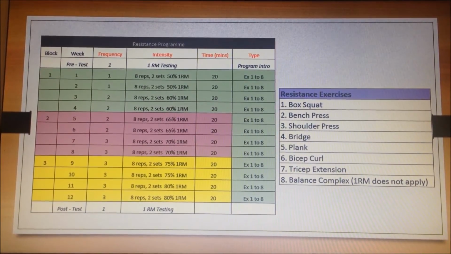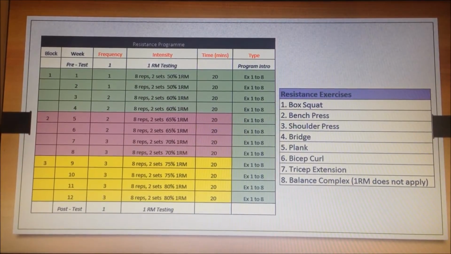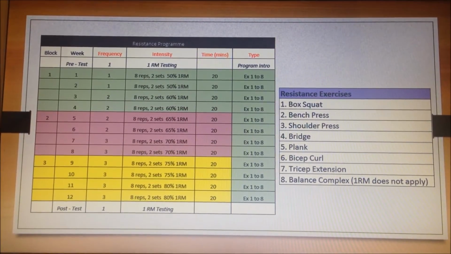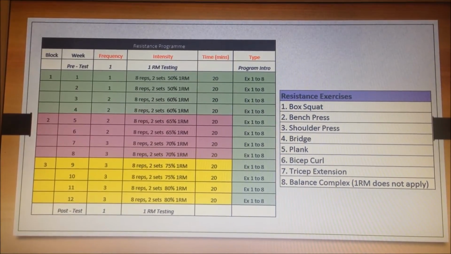Each session will take 20 minutes to do, and even though the intensity is increasing, this won't affect the time. The type is going to be exercises 1 to 8 in the box on the right hand side. These will be discussed now.